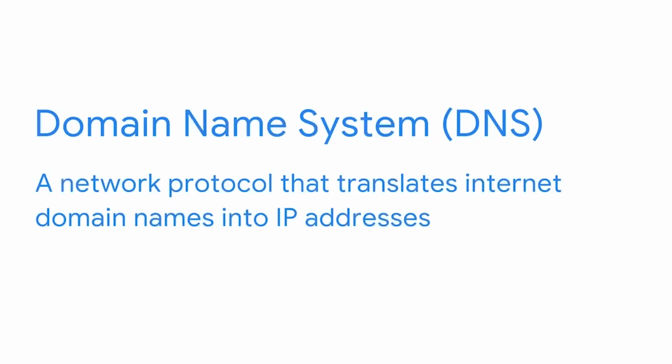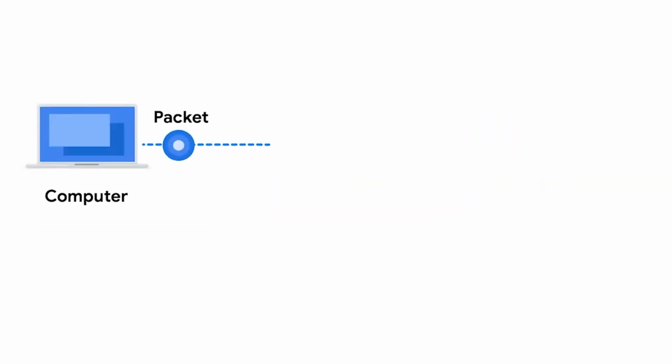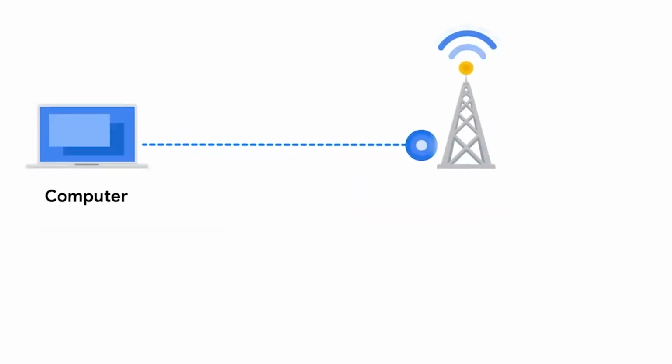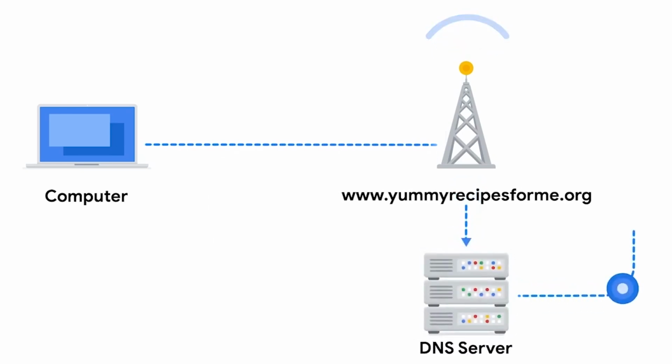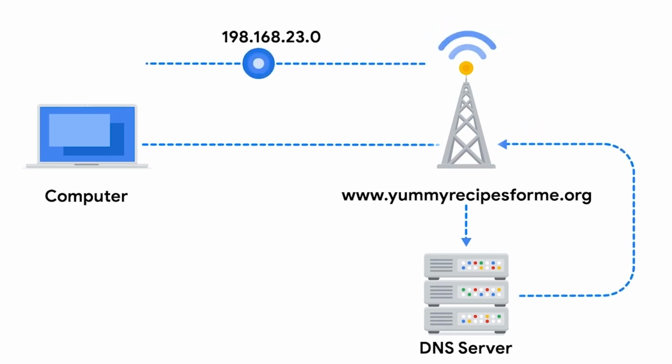Next comes a protocol called the Domain Name System, or DNS, which is a network protocol that translates internet domain names into IP addresses. The DNS protocol sends the domain name and the web address to a DNS server that retrieves the IP address of the website you are trying to access, in this case, Yummy Recipes for Me. The IP address is included as a destination address for the data packets traveling to the Yummy Recipes for Me web server.